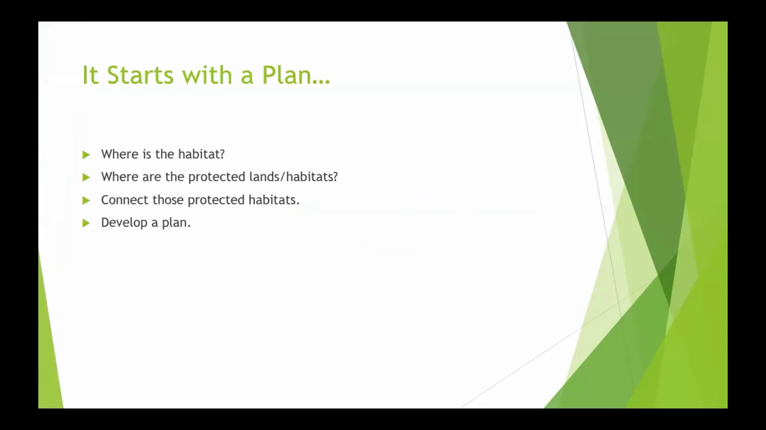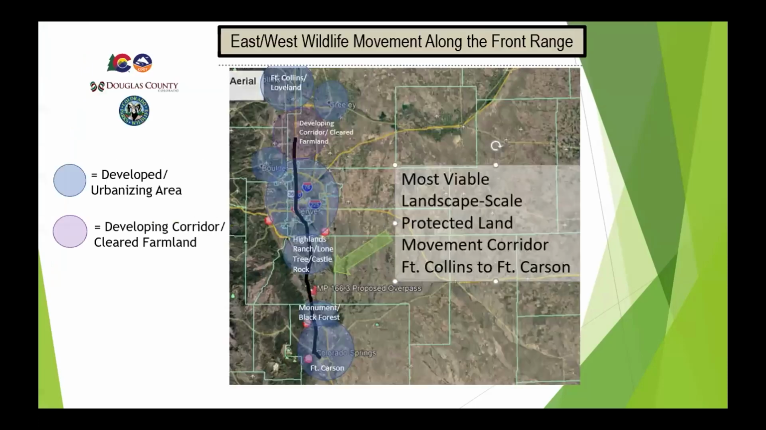So it starts with a plan. Where's the habitat? Where are the protected lands? How do we connect them? In addition, this is the Front Range of Colorado. Up at the top, that blue halo is Fort Collins. The big one in the middle is Denver. South one is Colorado Springs and Fort Carson. You can see that this corridor is rapidly developing.